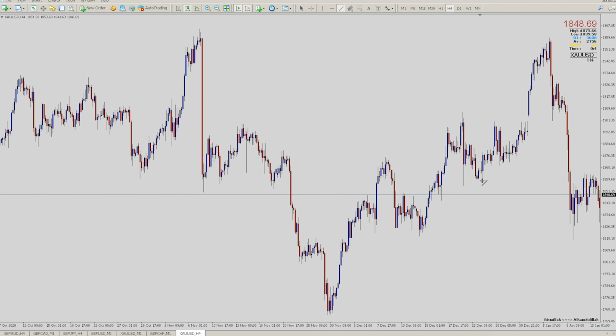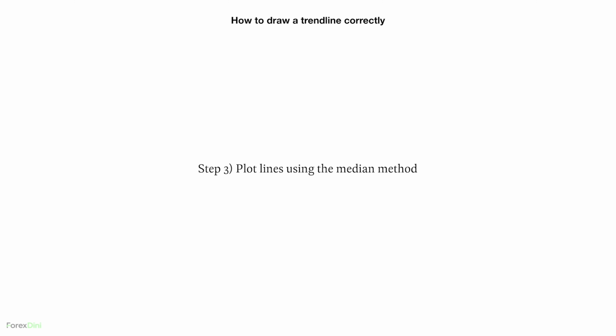So if we use this angle, I think somewhere around here we could have 2 or 3 touches. So yeah, this could be a valid trend line opportunity. Step number 3, plot lines using the median method.